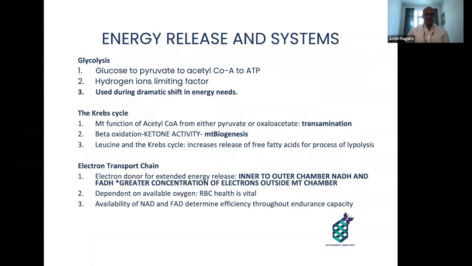Energy release and systems. So glycolysis: basically glucose is converted into pyruvate, to acyl-coenzyme A, which is formed into adenosine triphosphate. Hydrogen ions are the limiting factor in glycolysis. So this is really your high intensity interval training, your interval training as such, maybe not necessarily HIIT, that's more of the phosphate systems, but partly goes into the glycolytic systems, the oxygen independent components of those systems. Used during dramatic shift in energy needs. So basically from fight or flight responses, your initial system that you would use is the glycolytic system.